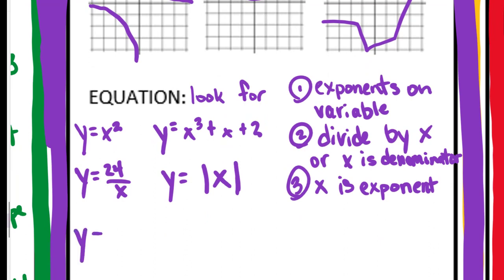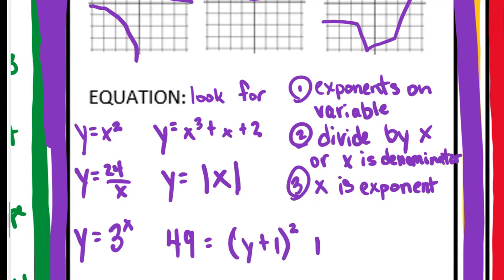Y equals 3 to the x power. That's going to give you an exponential graph. Here's a very specific one. 49 equals y plus 1 squared plus x plus 3 squared. And if I evaluated that, that x would become squared, and that's going to be a nonlinear graph.